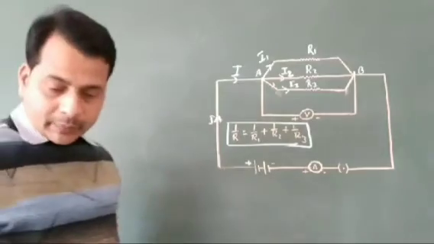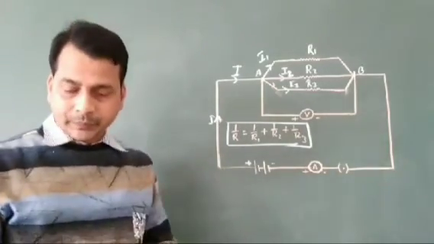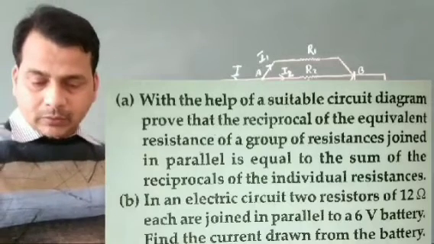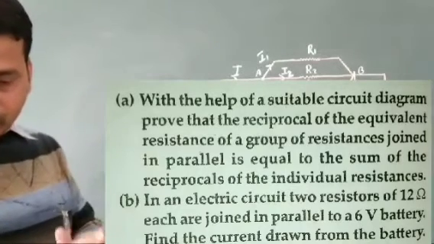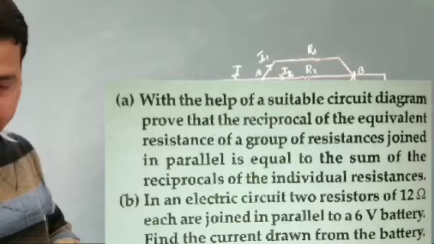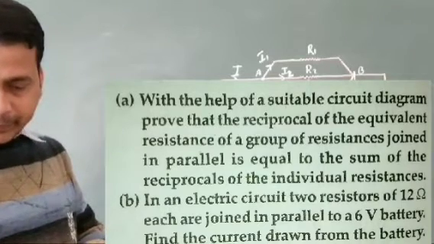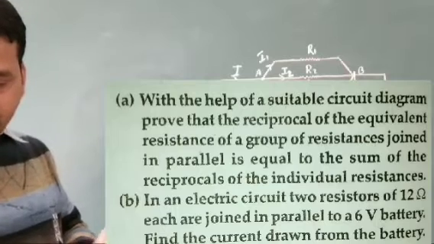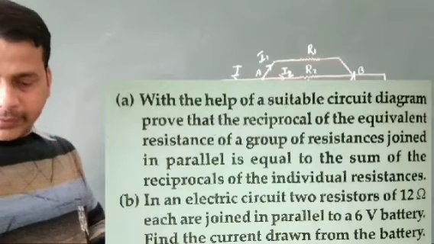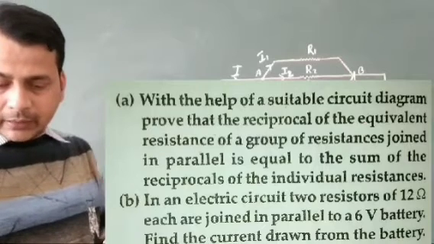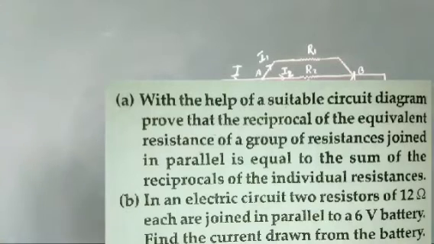The next part of this question: in an electric circuit, two resistors of 12 ohm each are joined in parallel to a 6 volt battery. Find the current drawn from the battery. In an electric circuit, two resistors of 12 ohm each are joined in parallel to a 6 volt battery. Find the current drawn from the battery.